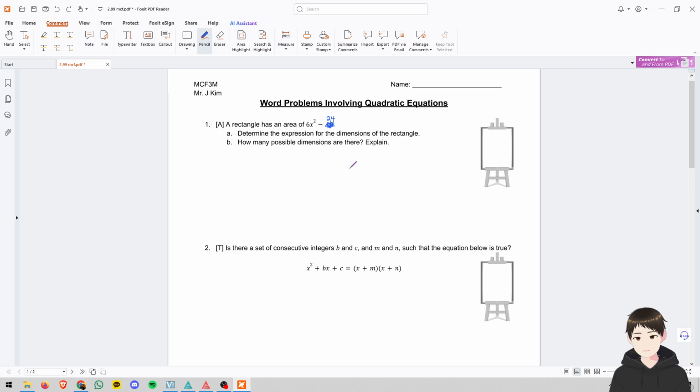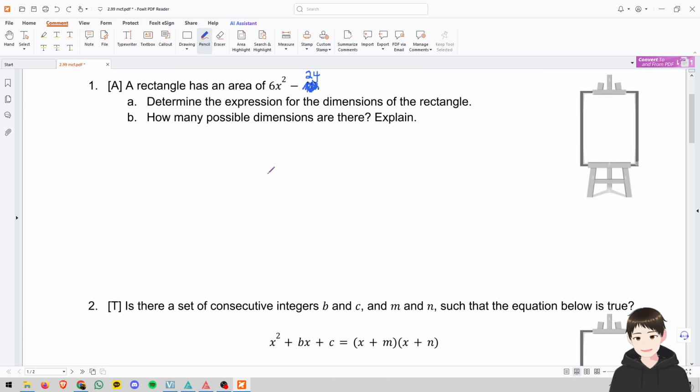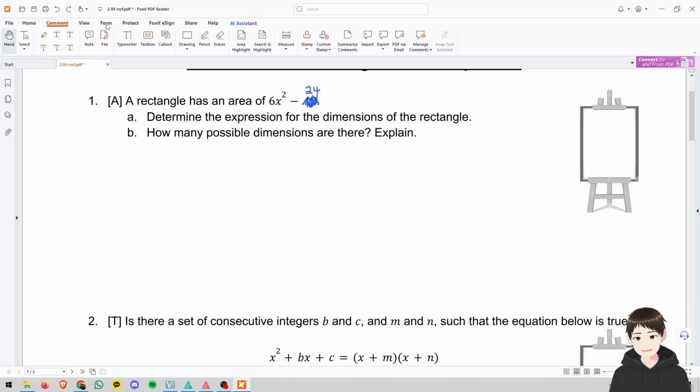So let's do it. Here's an example of how factoring can play a role in geometry, specifically with rectangles. A rectangle has an area of 6x squared minus 24. Would you please change your 48 to a 24? Determine the expression for the dimensions of the rectangle. What do I mean by dimensions of a rectangle? Long story short, there are only 2 dimensions we need to worry about, and that means it's going to be length times width.